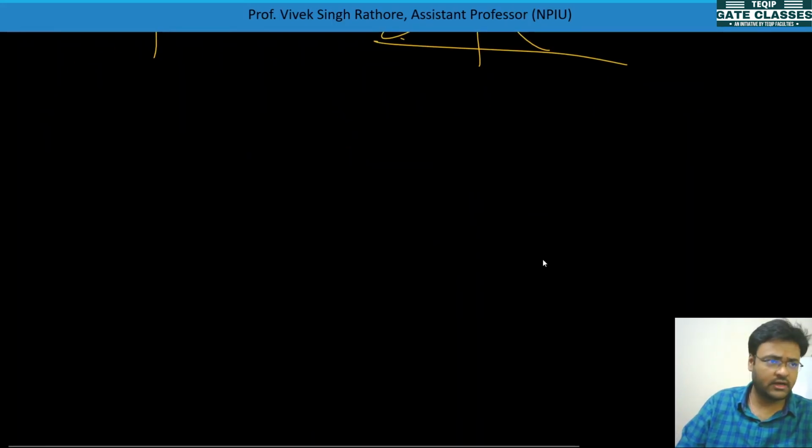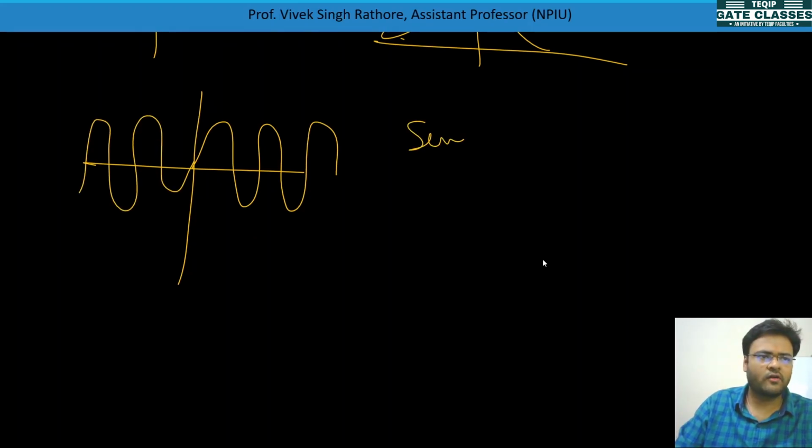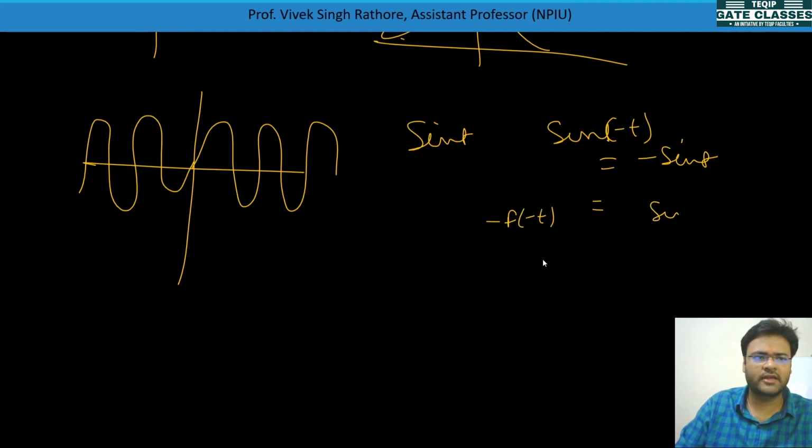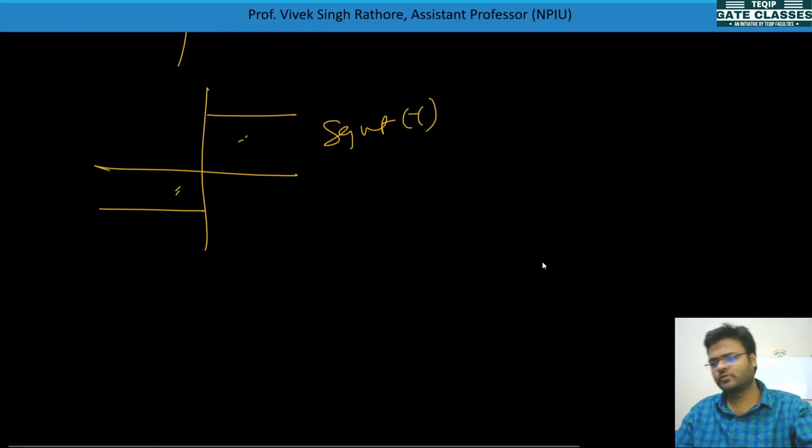But let's see some signal like the sine signal. Sine of t and sine of minus t, you'll get minus of sine t, and minus f of minus t, if you do, it will come again sine t. So these both are equal, so sine t is an odd signal. If you see signum t, both quadrants are same, so this is also an odd signal.